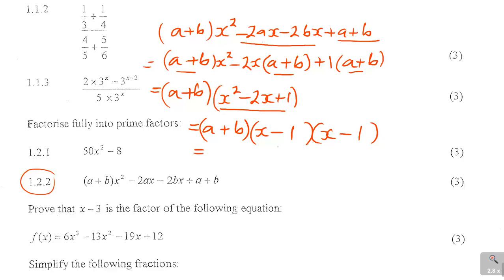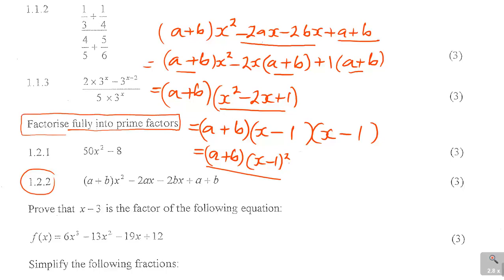So you can see that this is the same, so you can write it as a plus b, and then you have x minus 1 squared. So it's up to you how you want to finalize your answer. Even the top one is still fine, or you leave your answer in this version, and then that is fully factorized. That's why they say fully factorized into prime factors. So well, this becomes more ideal.